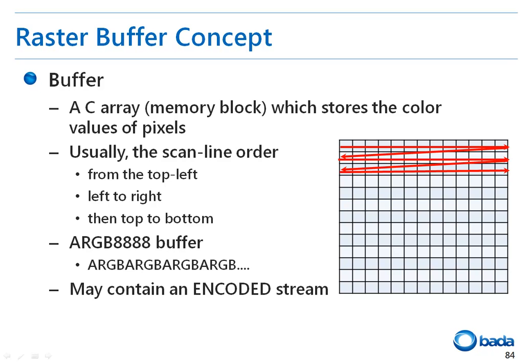Generally, the buffer in bada uses the ARGB8888 buffer format. So for each pixel, the ARGB values are saved in the 8-bit unsigned character format. Depending on the situation, the encoded stream can be directly stored in the buffer. For example, the bada JPEG stream can be directly stored in the buffer.